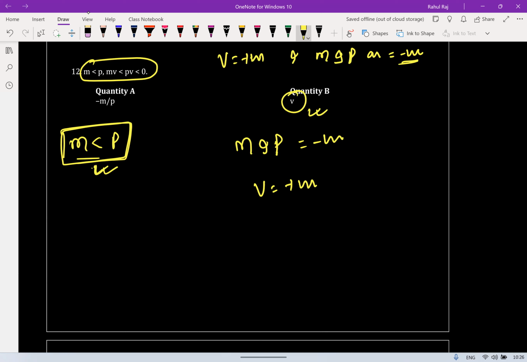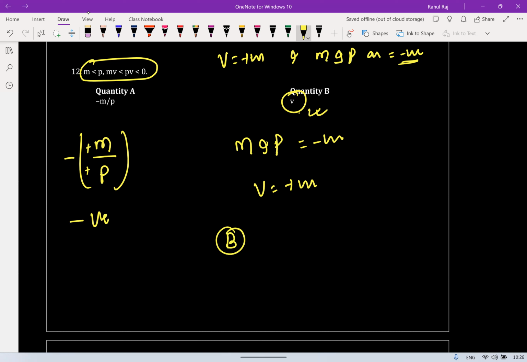So this is positive. Quantity B, P is positive, and it says minus M by P. So you automatically know that M is negative and P is also negative. Technically, M and P both are negative, right? This cancels off and this minus remains. So this is a negative value on the left hand side, and the right hand side is a positive value. So I'll say quantity B is greater, because V is positive, what we have proved, and this one is negative. Minus M by P is a negative term because M is negative, P is negative, and negative M by P means again a negative value.